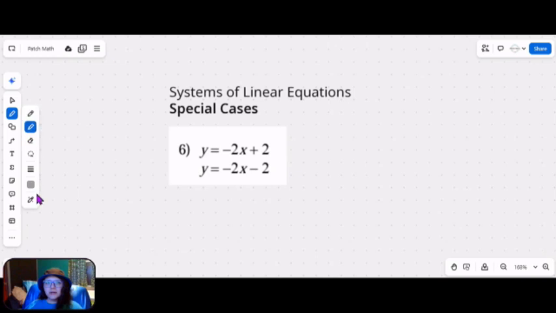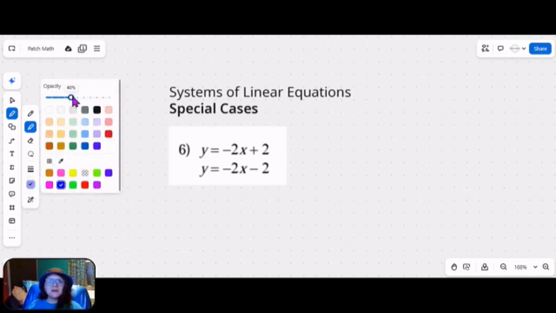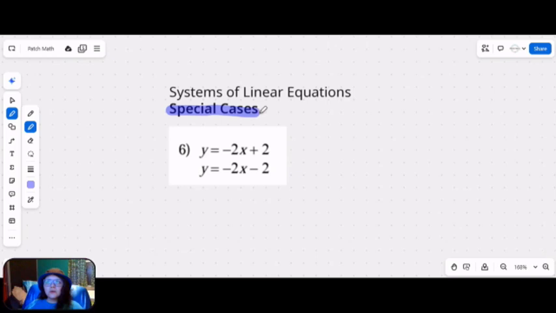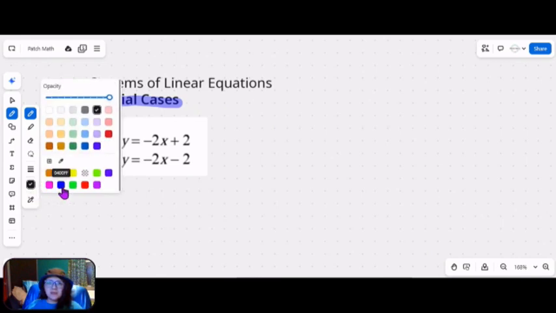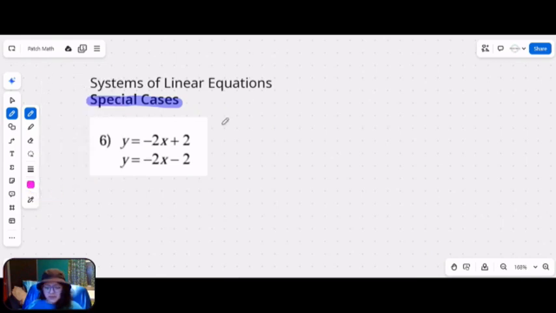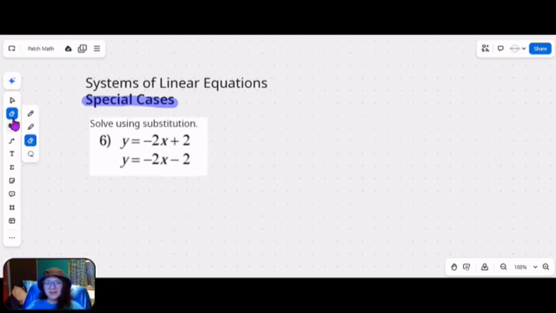We are going to go ahead and focus in on our special cases. In this video, we'll be looking at special cases through substitution. Now, this problem is set up easily for graphing. You could stick those into your graphing calculator and easily see the solution. However, let's just assume that you were asked to use substitution on this problem.